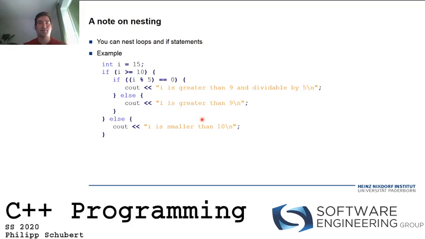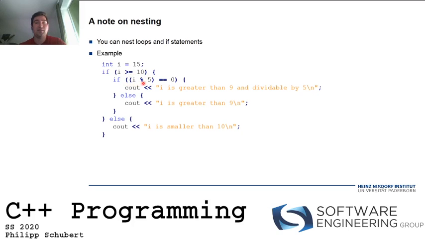You can also, of course, nest not only loops, you can also nest if statements. So let's have an integer variable I, we initialize it to 15, and we can check a bunch of things now. So we can check if I is greater than or equal to 10. Yes, it is. So we enter this compound statement that is associated with that if. Then we check this condition here.